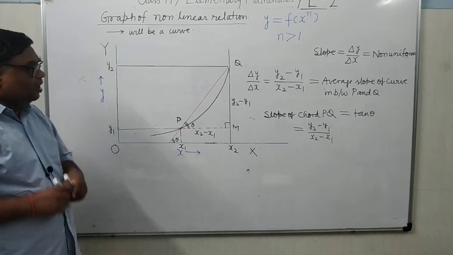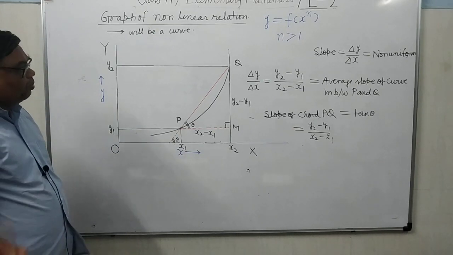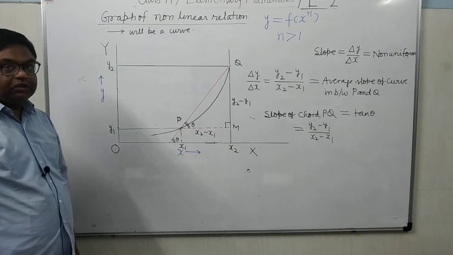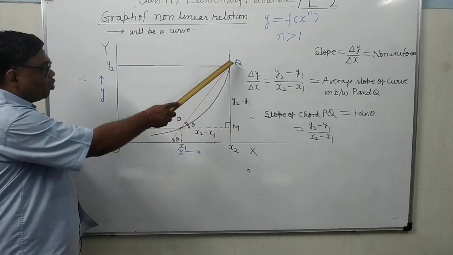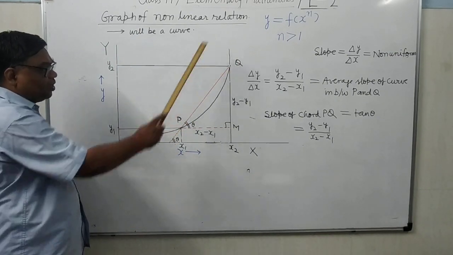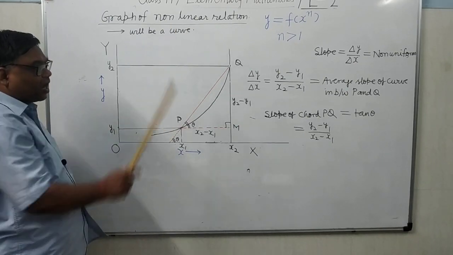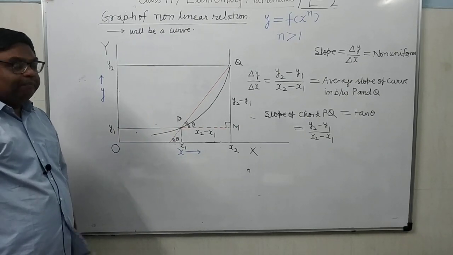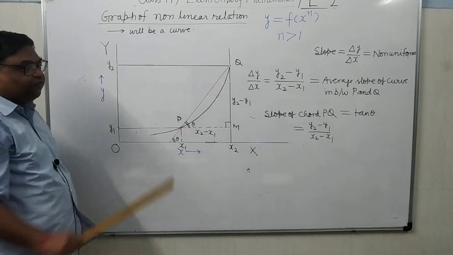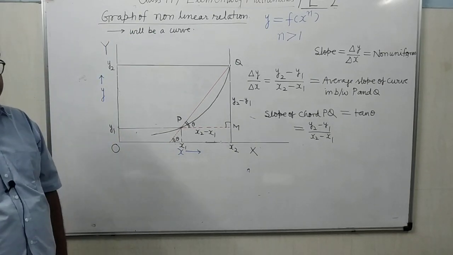So see here, y2 minus y1 upon x2 minus x1 is what? It is the average slope of the curve in between P and Q. It is the slope of the chord PQ.